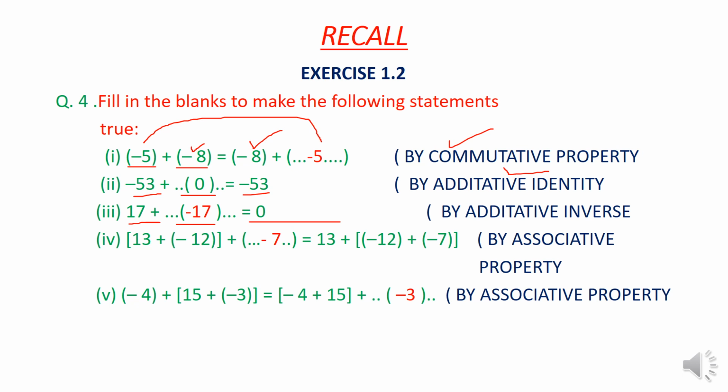Next is the fourth one, 13 and minus 12 have made a group, meaning associated here, and here minus 12 and minus 7 are associated. So, the related fill in the blank will be minus 7. Now, the fifth one, here 15 and minus 3 are associated. Similarly, here minus 4 is associated with the 15. That is why the related fill in the blank will be minus 3 according to the associative property.